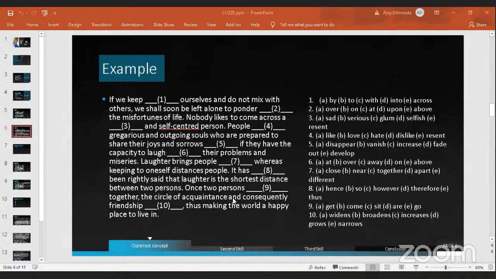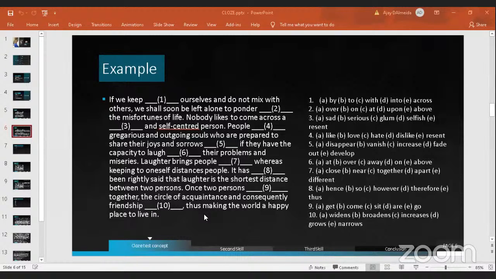Eighth one में. Once two people dash together, the circle of, see again over here together is already there ना. That's why बोला था पूरा passage पढ़ोगे तो आंसर कभी कभी passage में ही दिख जाता है. Together यहाँ पे दिया है together. तो पहले इसीलिए together डालना जरूरी था. Laughter brings people together. Once two people dash together, the circle of acquaintance and consequently friendship dash. Once people come together, not get together. ठीक है? Come together. Answer is come together.